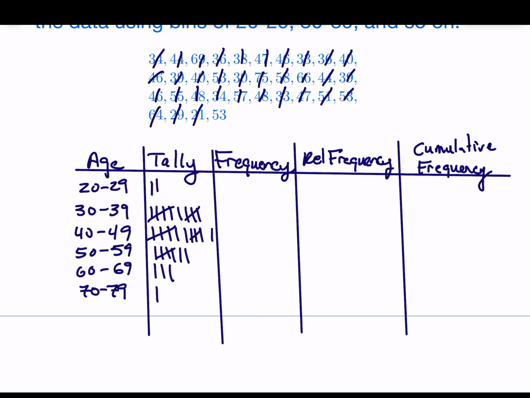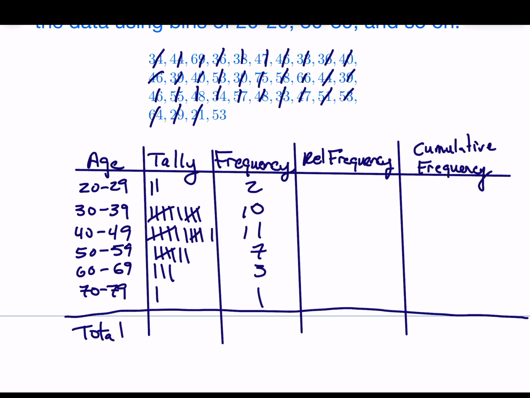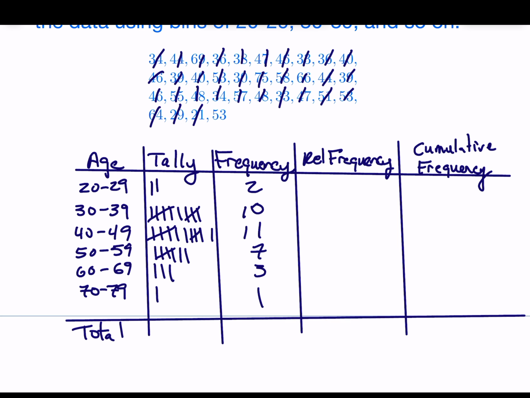Okay, so now we can add those up. For the 20 to 29 age group, we had 2. For the 30 to 39, we had 10. For the 40 to 49 group, we had 11. For the 50 to 59, we had 7. For 60 to 69, we had 3. And 70 to 79, we had 1. Create a total row. There we go. And so we have a total of 34 people.